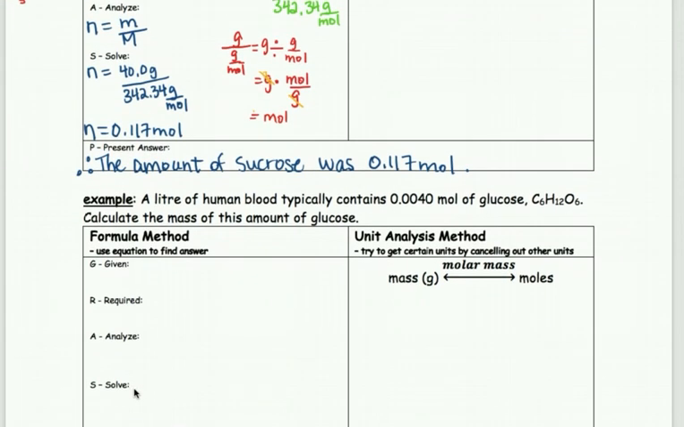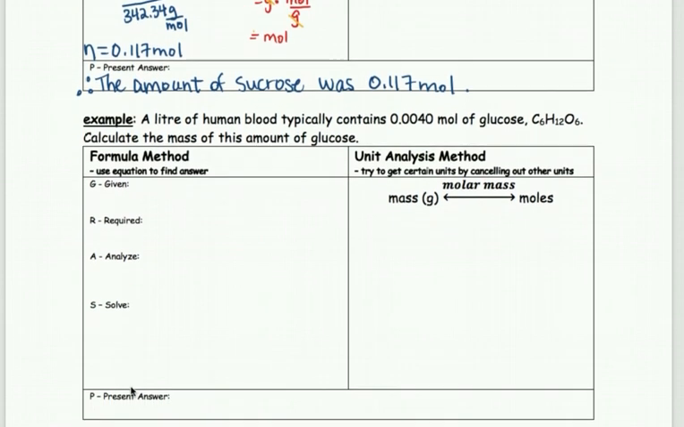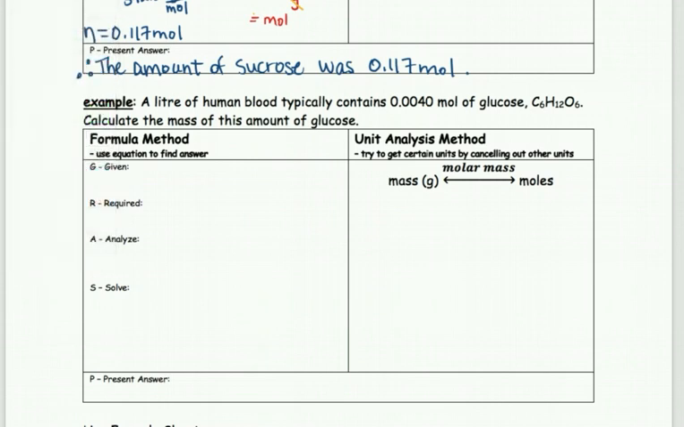So we have a liter of human blood. This is the last example. Analyze the question and then make a decision on what method and what approach you need here. Human blood typically contains 0.0000040 moles of glucose. Calculate the mass of this amount of glucose. Again, stay calm. I know amounts are being thrown at you, mass is being thrown at you, but think about what they want you to do. Find the mass of this amount.